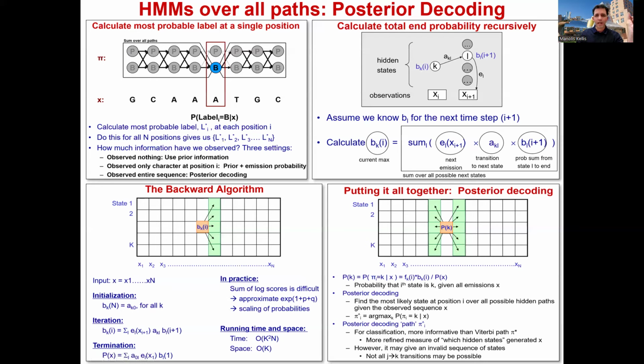There's one tiny little caveat: I don't want to pay for that emission probability twice. So the forward algorithm will include the emission within it. The backward algorithm will not include the emission within it.